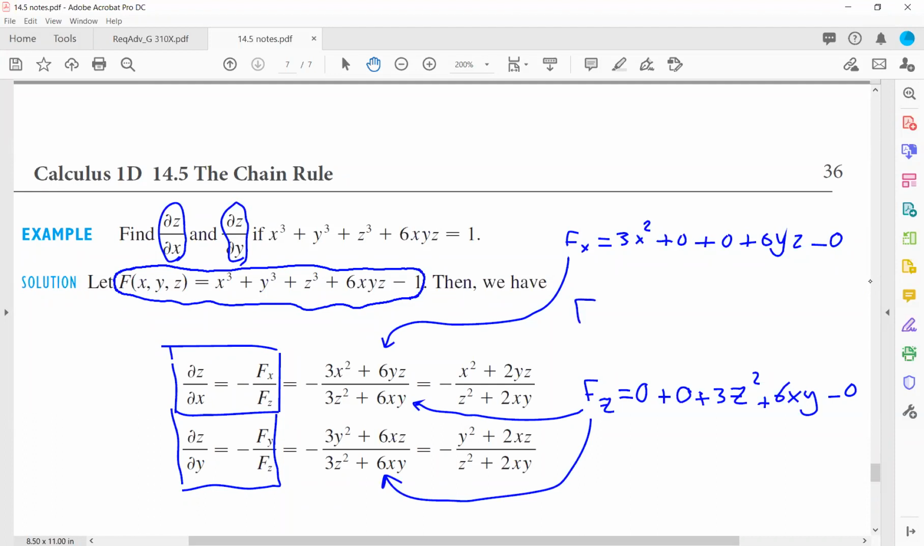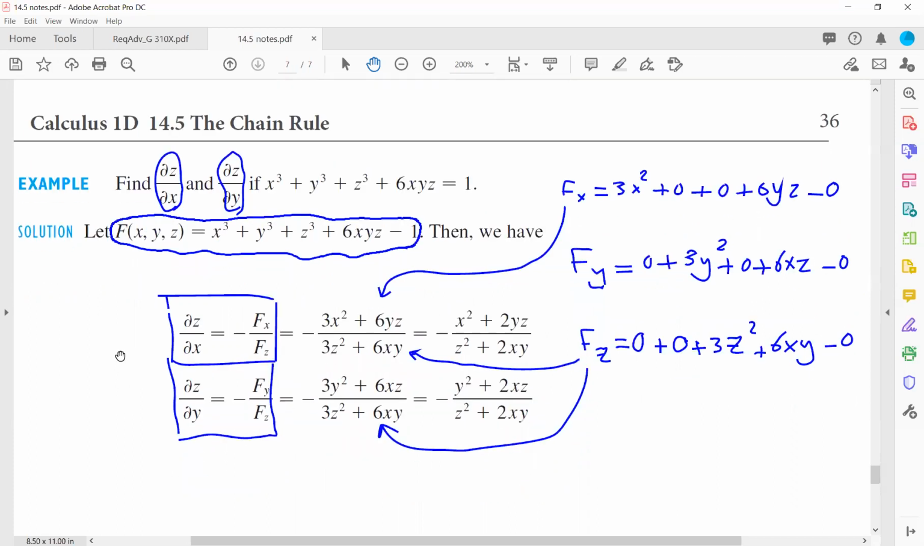Then let us find the partial derivative with respect to y. The first term has no y in it, 0. The second term has y, 3y squared. Then you have a term with no y in it. The derivative is 0. Then here you have 6xyz. The derivative with respect to y is 6xz. And finally, you have a constant. This expression, 3y squared plus 6xz, goes on the numerator here. Then you can simplify both of these rational expressions by factoring out 3 to get the partial derivatives of the function with respect to x and y.